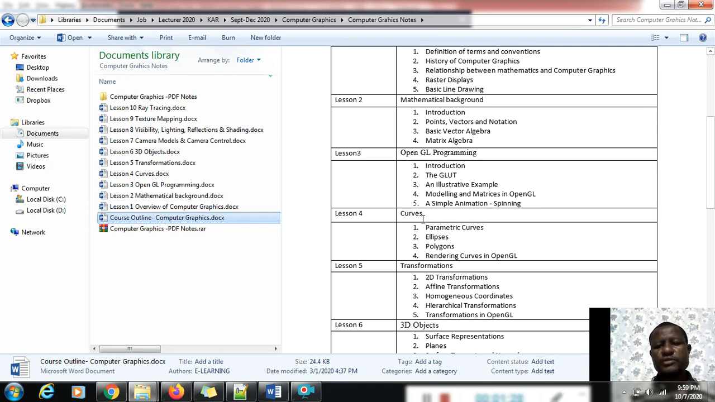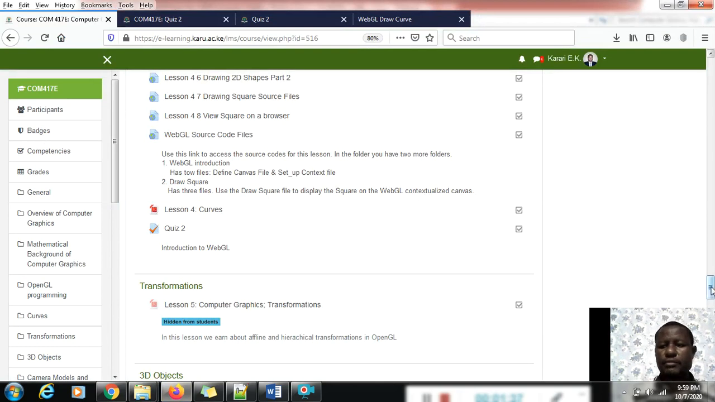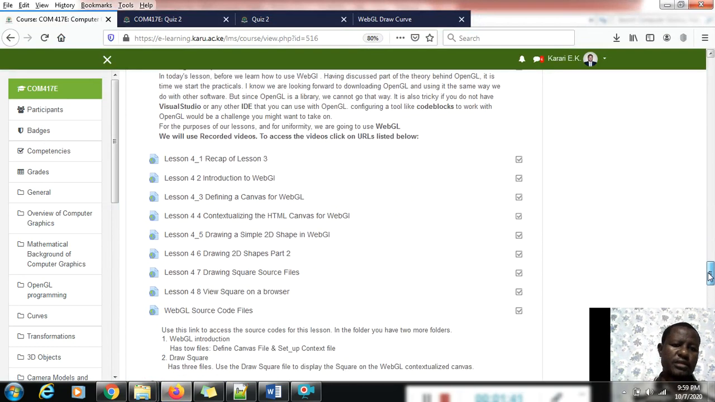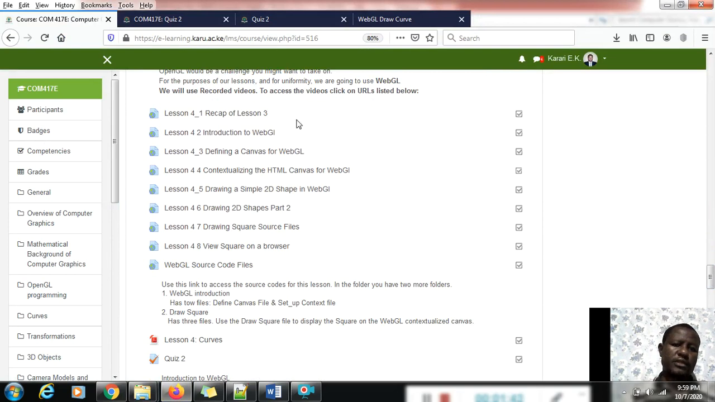Today I would like us to discuss lesson 4. We started it last time when we identified that we are going to be using WebGL, and therefore we had to introduce ourselves first to WebGL. In our introduction to WebGL, we first looked at how we connect our browser to WebGL by creating a canvas within the HTML page and then contextualizing that canvas so that within that canvas we can invoke WebGL functions. And from there we did draw a simple 2D shape.